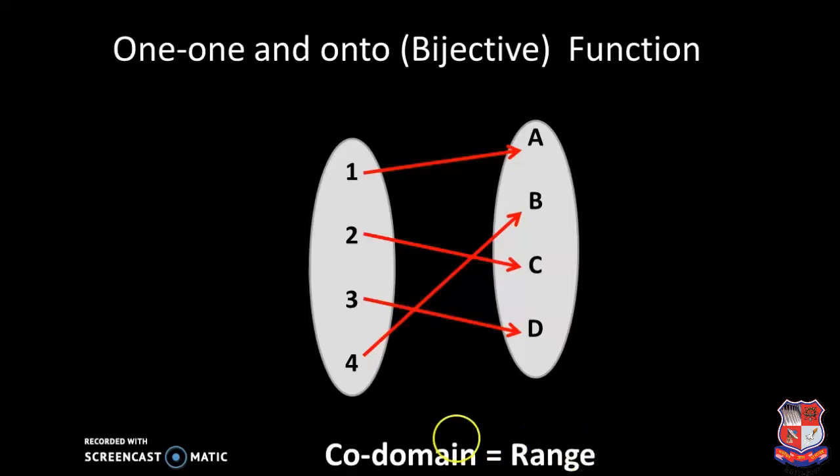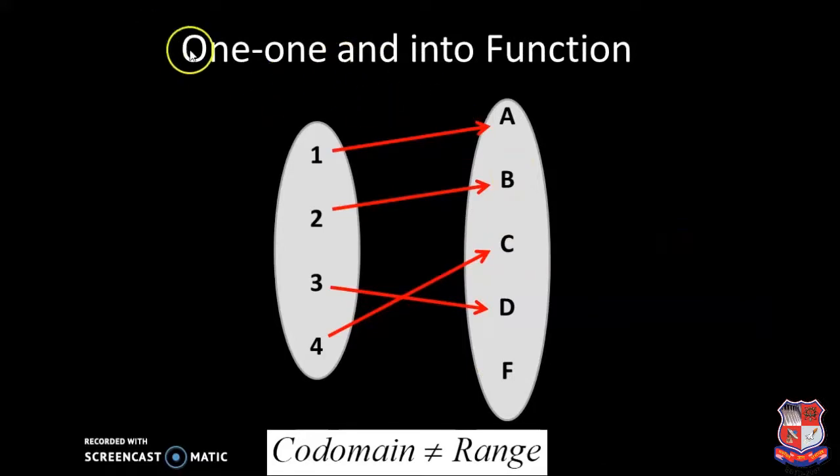Okay. Codomain equal to range. So we can say that this is a one to one and onto function. Now another pattern is one to one and into function. What is the difference between onto and into? The difference is that here codomain does not equal to a range.